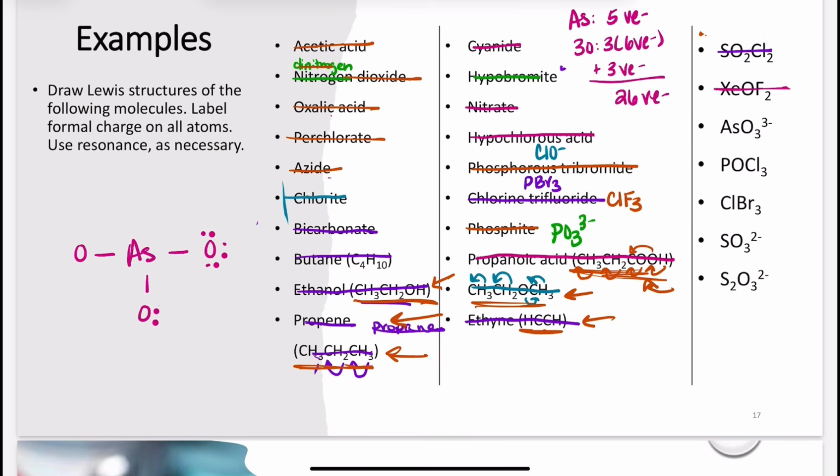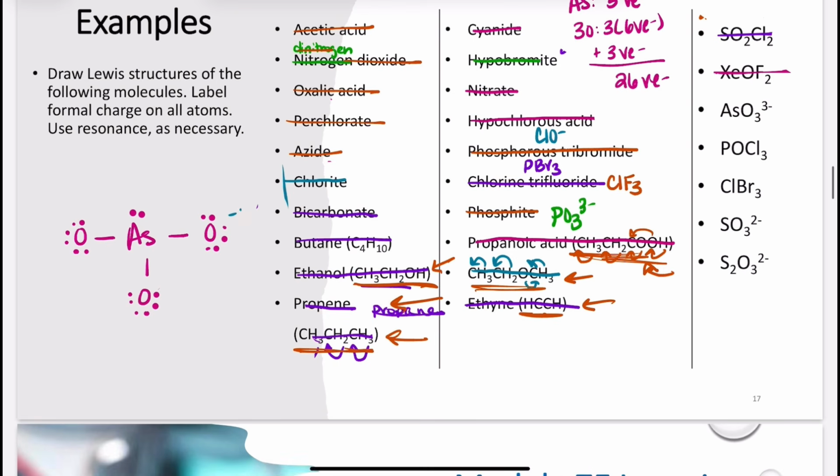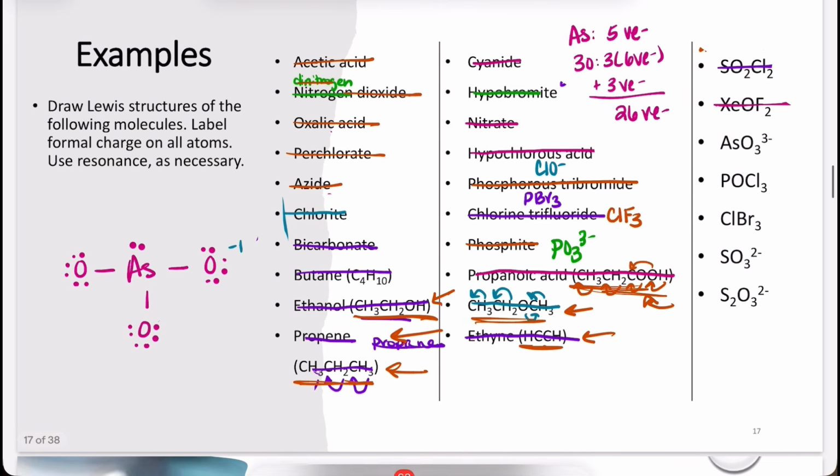Give your outer atoms their octet. I've used up 24. Add your extras to the central atom. Now, everyone has their octet. Check formal charge. -1, -1, -1, and 0. That is the correct structure for arsenate.